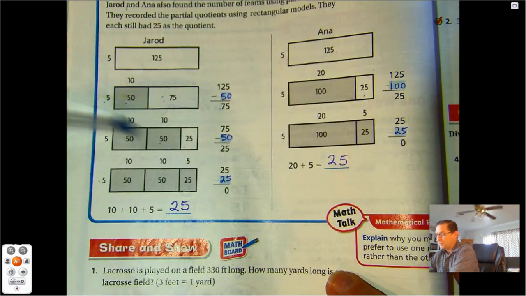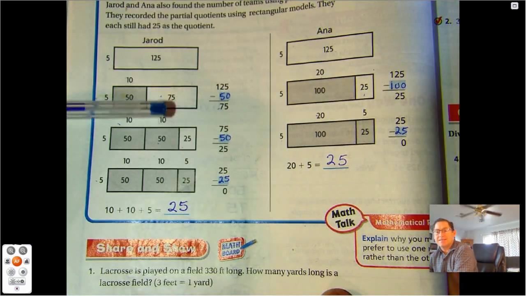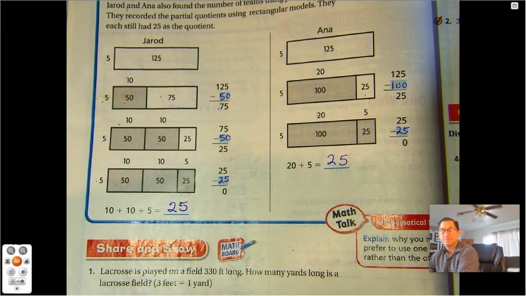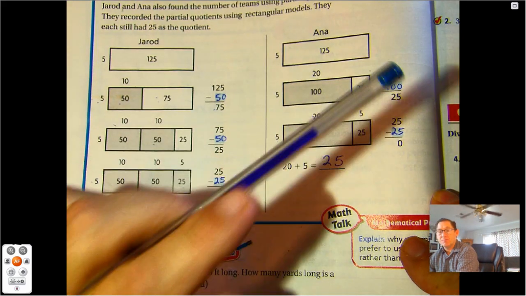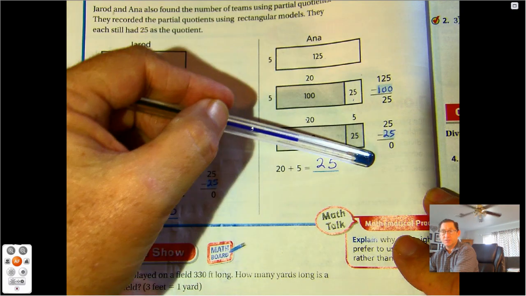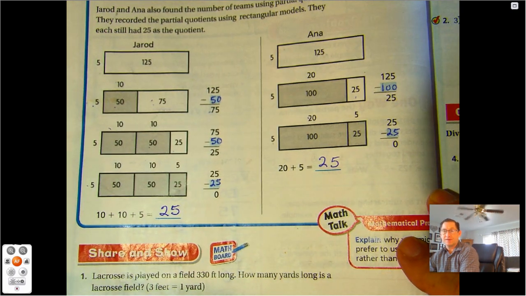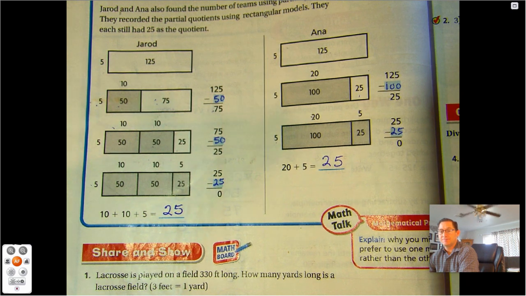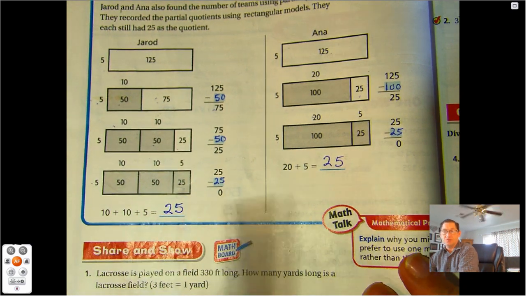Jared's method might be easier in the sense that the numbers are smaller, but Anna's may be more efficient in that it only took 2 steps. Okay, 3 steps versus 2 steps, but it really doesn't matter, does it? The bottom line is that we get to the quotient.